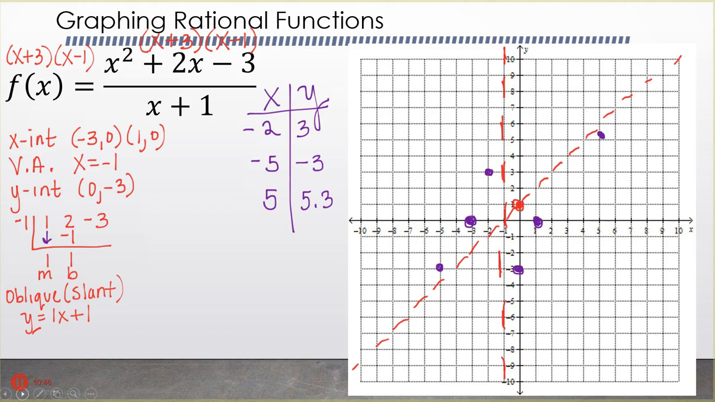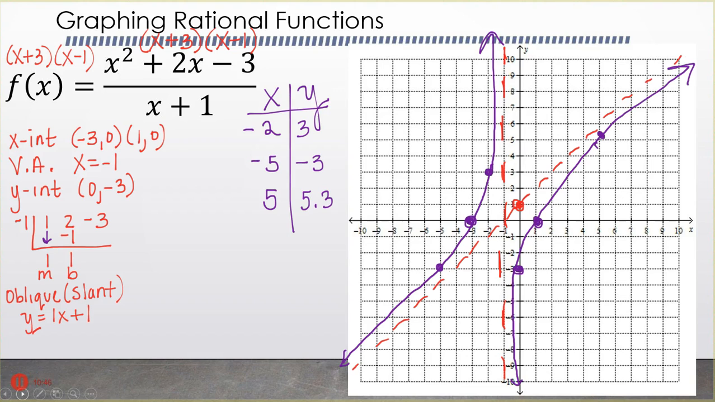Okay, so after I did my substitution, I got the corresponding y values. I've already plotted those points. Remember that it's going to just go along that oblique. It's not going to cross it. And it's going to do the same thing on the right side. Comes up really close. Then it extends out. And that is our function.